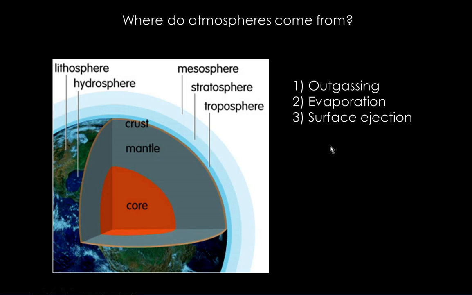Evaporation is a process where you might have some solid material, usually it's ice or dry ice, frozen carbon dioxide, and if you melt ice, you release the gases trapped inside of it. This is a lot less important than outgassing, and a little bit less efficient. And then finally, you have this process of making gas called surface ejection, and this completely explains the lunar atmosphere.